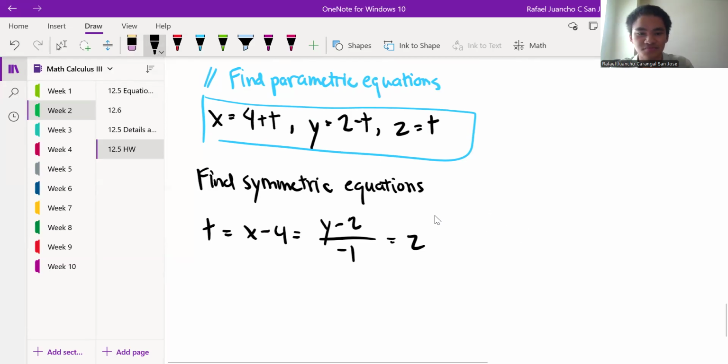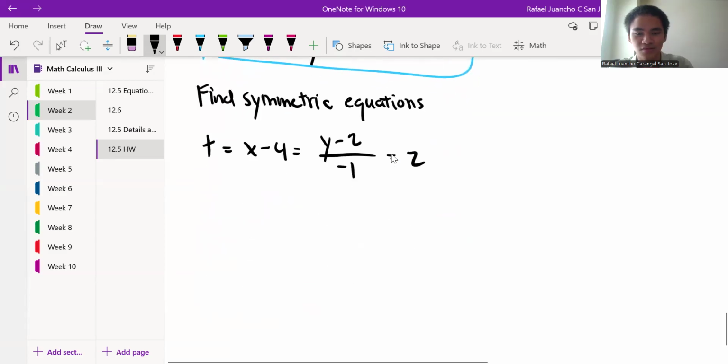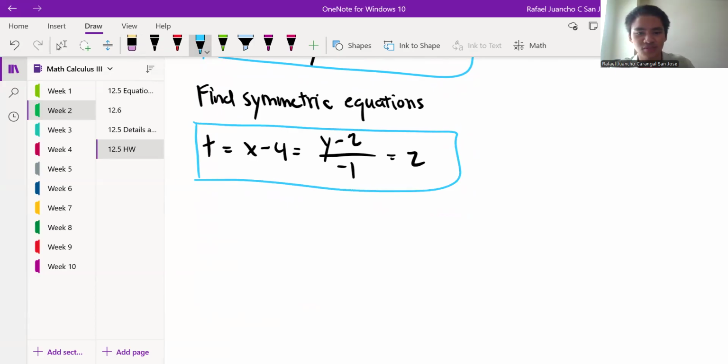So that's the idea. Now we can actually simplify this. We can divide by negative 1. It's just going to be 2 minus y. We can do that. I'll leave it this way just in case. But that's the same as, yeah, it's the same. We get it.